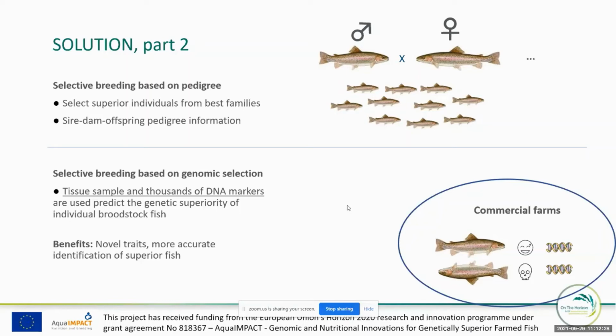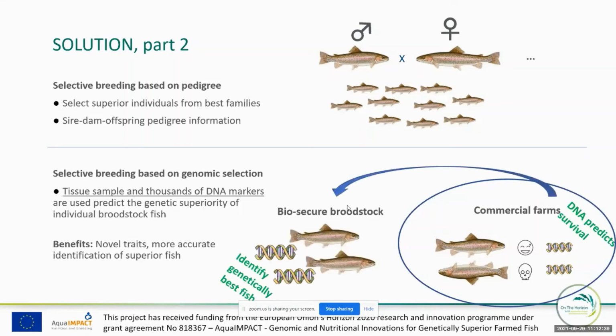We take a tissue sample from all the fish, we genotype the fish, and we establish the relation of the DNA profile to survival. And using this data in the broodstock, we can take tissue samples from the broodstock fish, which never encountered the disease. And using the DNA profile, we can identify the genetically best fish. So we are really looking at the individual genome of the fish, not just family structures.